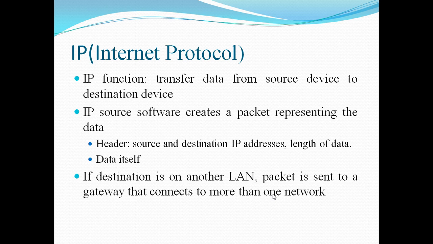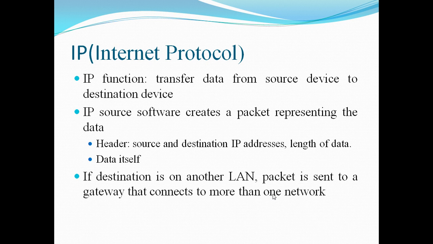The most special function of IP is to transfer data from a source device to a destination device. It sends data in the form of a packet which contains the header information and the data. The header information has the source address, destination address, where address means IP address, that is Internet Protocol address, and the length of the data. The second part is data, which contains the information that needs to be transferred from the sender to the receiver.